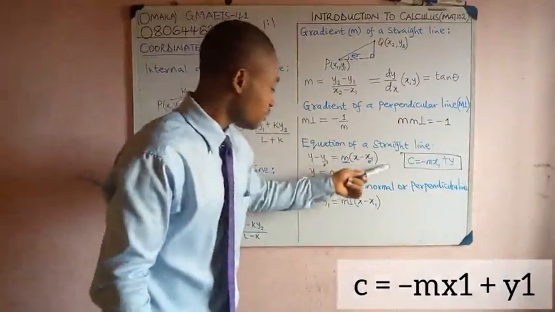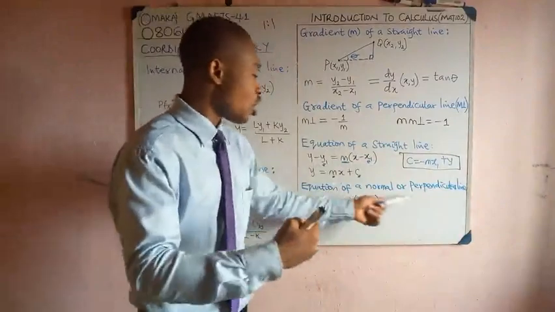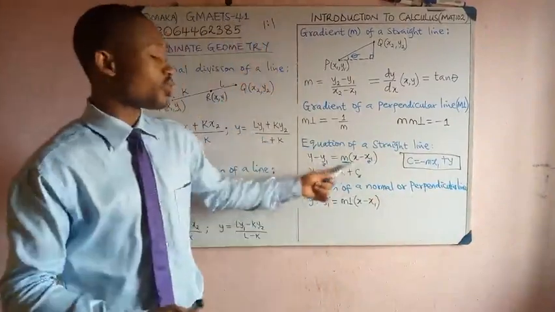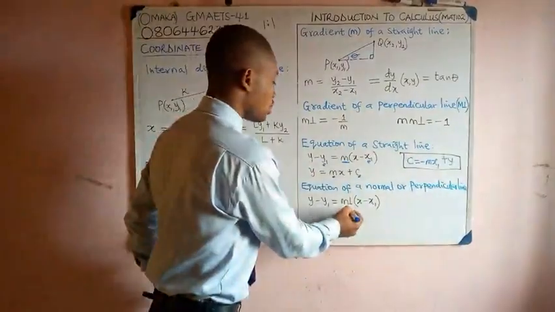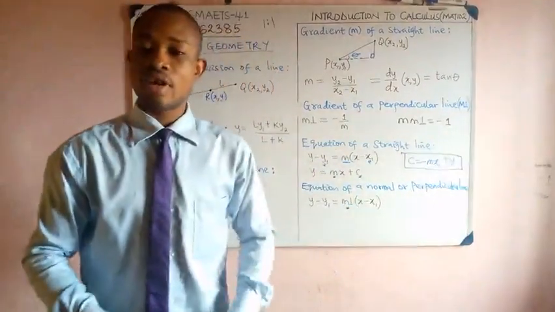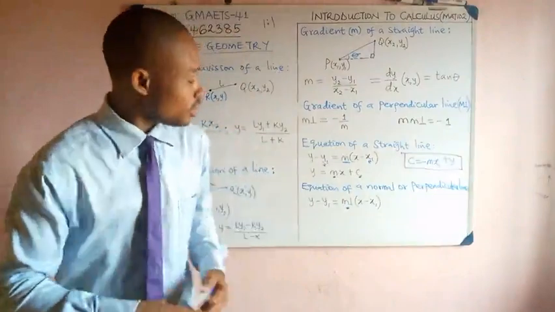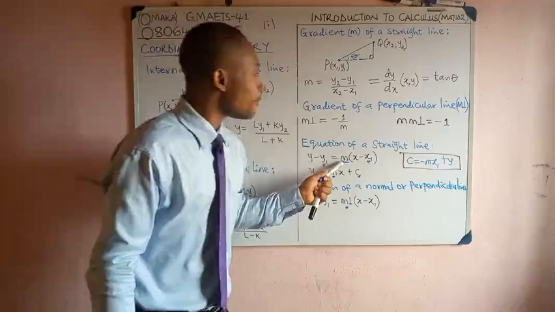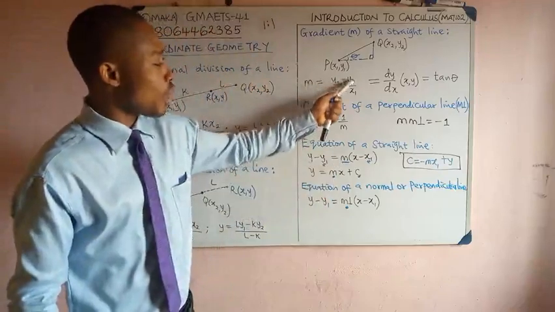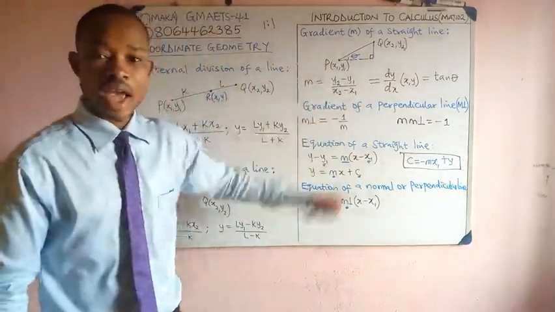That's what you need. And then we have the equation of a normal or perpendicular line. It's still similar to the equation of a straight line. The only difference is that in this case, you're using what? This. That is the gradient of the perpendicular line. Don't forget that from here, your m is equal to what? y2 minus y1 all over x2 minus what? x1.